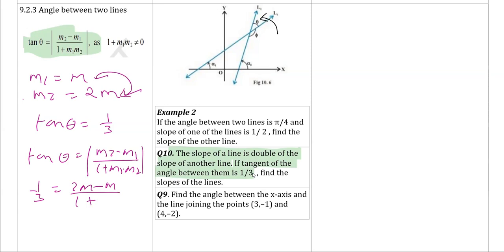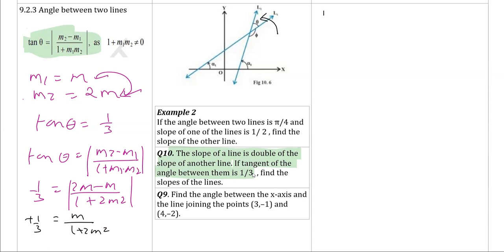That means the product of these two is 2m square whole modulus. Now we'll be finding the value by cross multiplication. For that, we'll first open the modulus sign here. As you know, when you open the modulus sign, there will be plus minus. So I say plus minus 1 over 3 is equal to 2m minus m, which is m, divided by 1 plus 2m square.